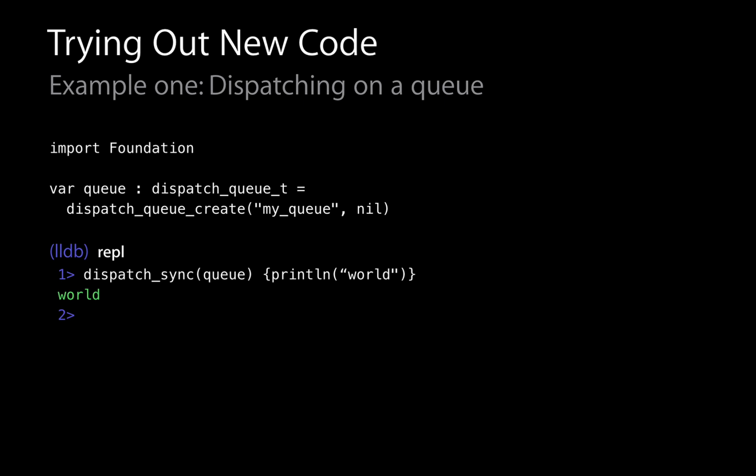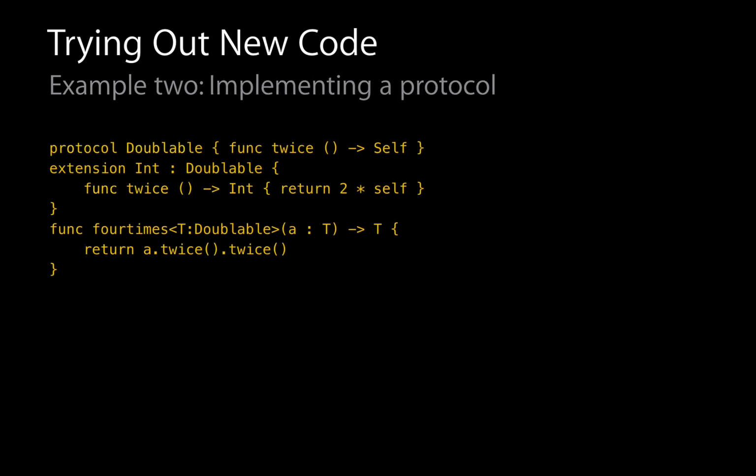Let's look at another example. In this example, I've got a protocol. This protocol says I'm a type of thing that can be doubled. And in my code, I've implemented an extension to this built-in Swift integer class that makes it doubleable. So calling twice on an integer now returns 2 times that integer. Using that protocol, I've implemented a generic function that knows how to get 4 times something by doubling it twice.